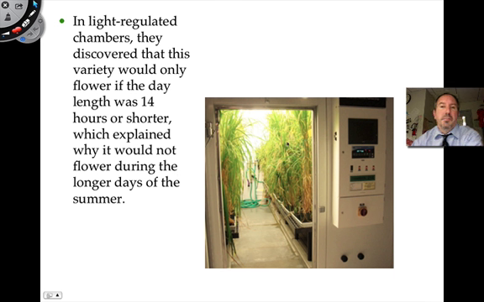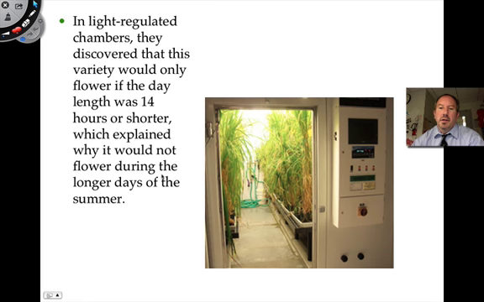What's the story there? You can put plants, these are not tobacco plants, in a growth chamber like this where you can regulate the amount of light they get. In other words, you can control the length of day and night, or photoperiod, in one of these light chambers. Pretty cool. They could discover that this mutant variety would only flower if the day length was 14 hours or shorter, which explained why it didn't want to flower in the summer.